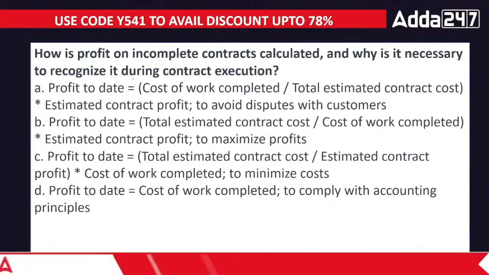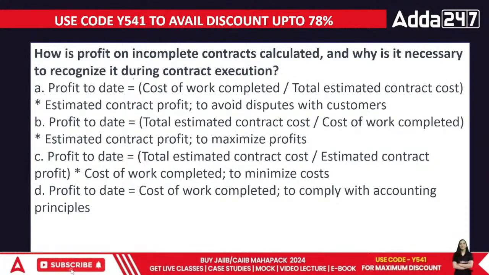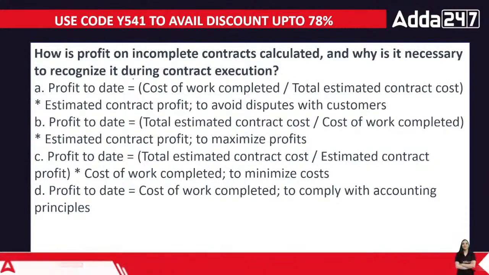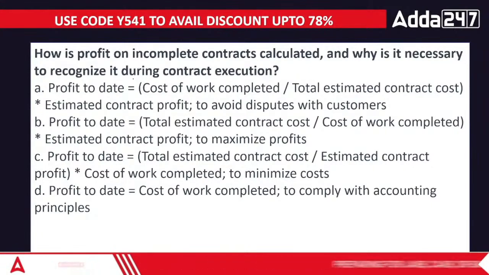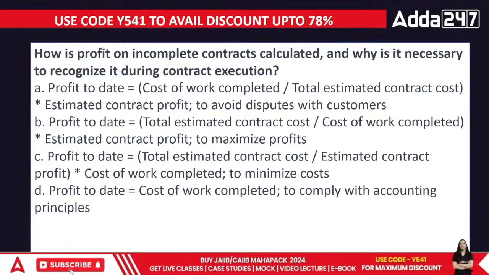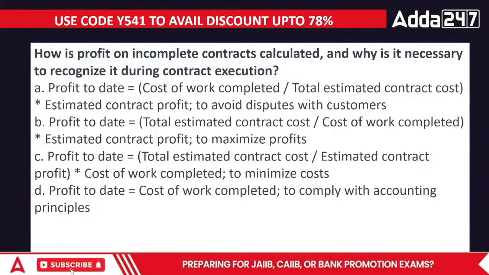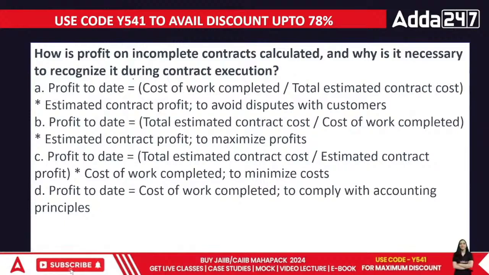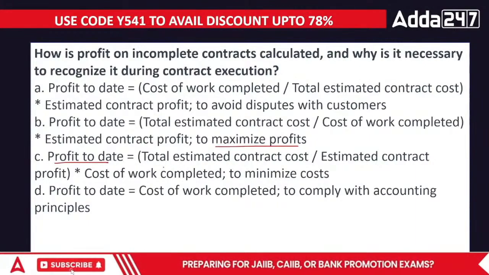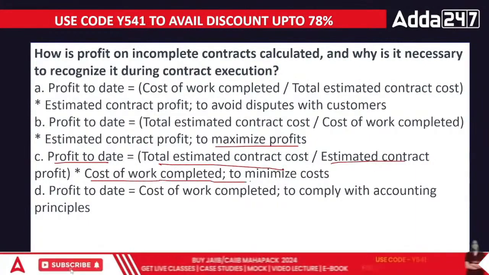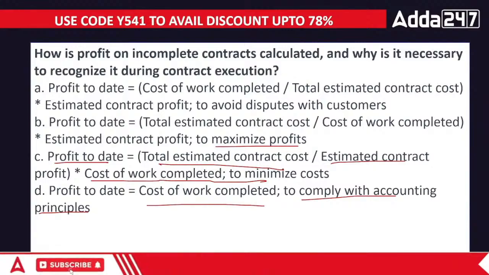How is profit on incomplete contracts calculated, and why is it necessary to recognize it during contract execution? Profit to date, or cost of work divided by total estimated work contract into estimated contract profit, to avoid disputes with customers. Total estimated profit cost divided by the cost of work into the estimated work contract profit, to maximize the profits. Profit to date, total cost divided by estimated cost of work completed, to comply with the accounting principles. What's going to be the answer?